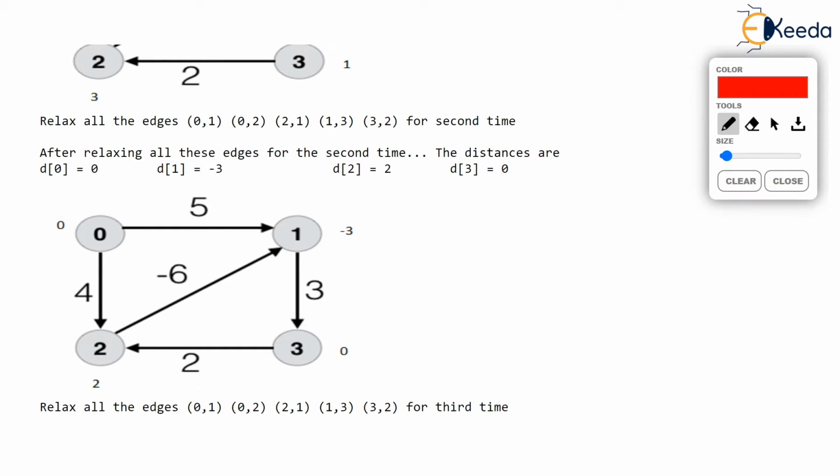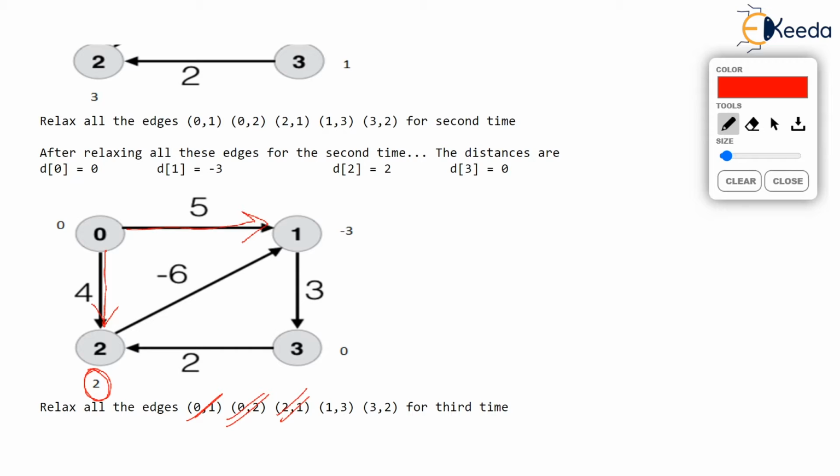Because there are 4 vertices, we have to do it 3 times. So let's relax 0, comma 1. 0, comma 1, there is no change because this is 0 plus 5, which is greater than minus 3. Vertex 1 is already at distance minus 3, isn't it? 0, comma 2, this edge will be 0 plus 4, which is larger than 2. So vertex 2 is already at lesser distance.